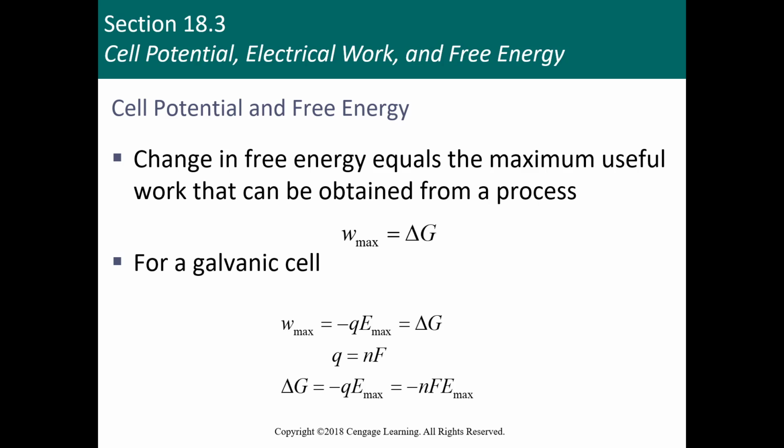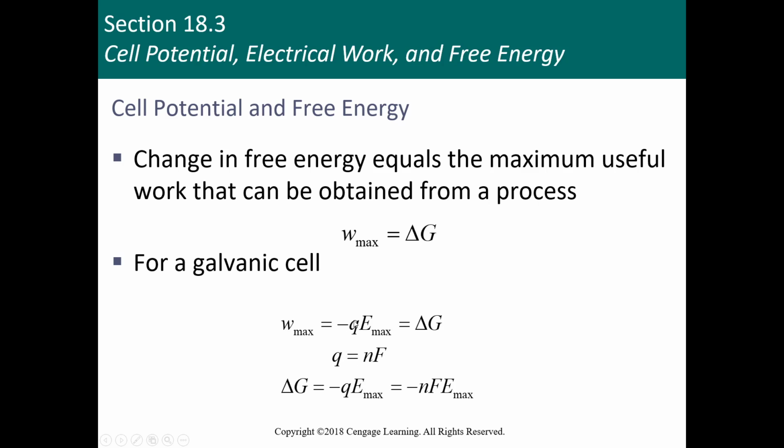So potential and free energy again. So change in free energy equals the maximum useful work that can be obtained from a process. So W max actually is equal to delta G for these. So for a galvanic cell, we can see that W max is equal to that negative Q, the charge being moved, right? Times E max. This same relationship, W max, also equals delta G. So we can set these two things equal to each other. But first, let's get rid of Q, because that's a pain in the butt.